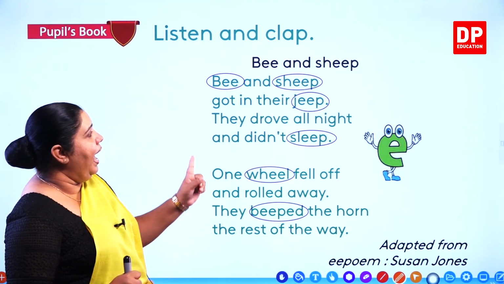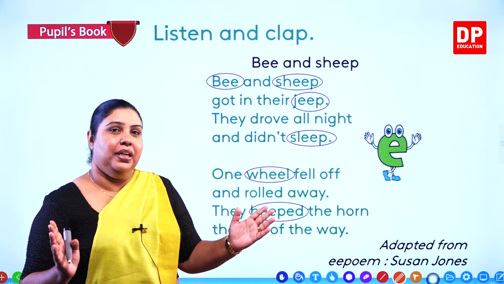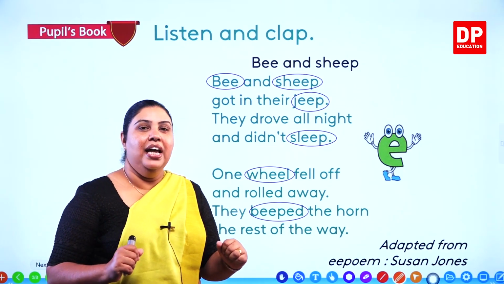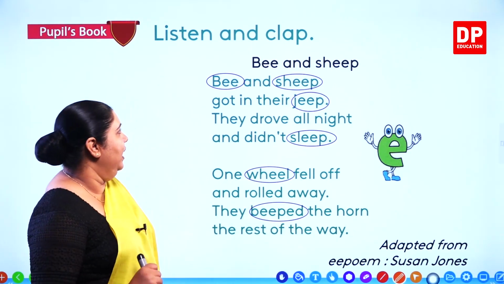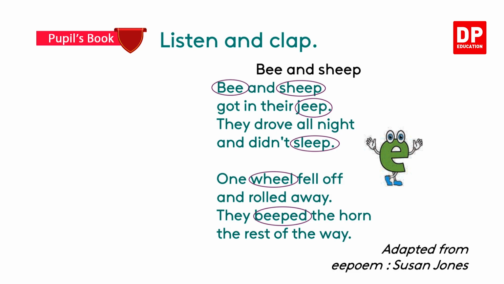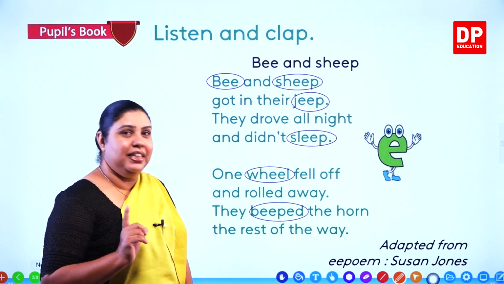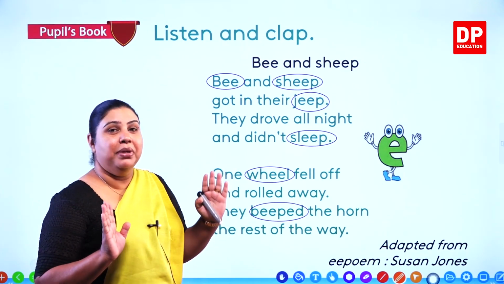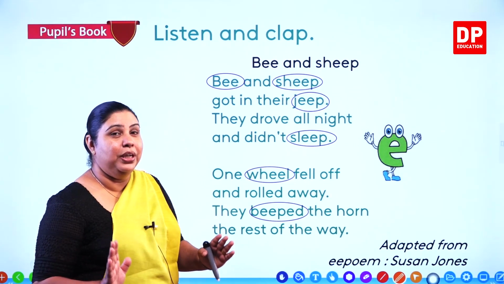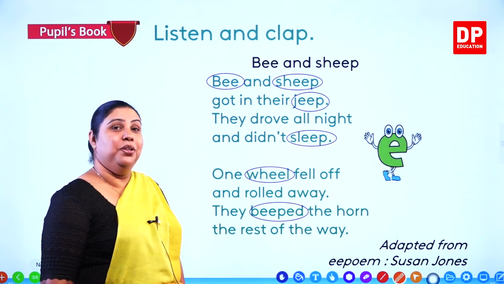Right. Bee and sheep. Bee and sheep. Now what is our lesson today? It is all about the E sound. The long E sound and the short E sound. Okay, so the poem is all about bee and sheep. Now you are going to have all the words that were in the happy cloud. You have to listen very carefully. I will read the whole poem for you once and then I will explain it to you. Then you can learn. Okay?